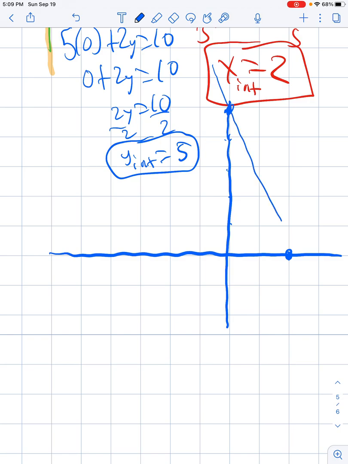Let's try that line again, that was not straight at all. You need at least 2 points to be able to graph a line.